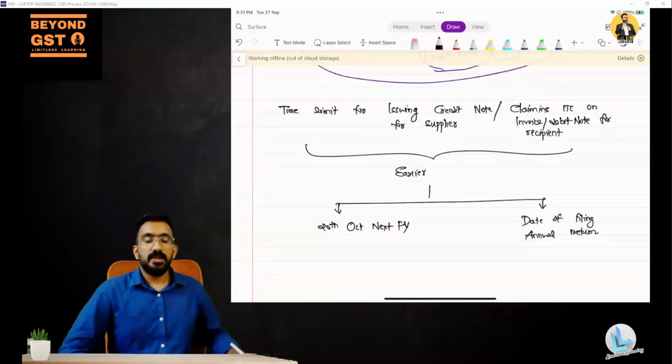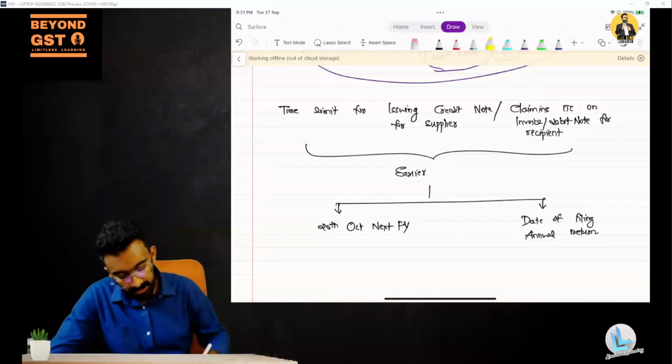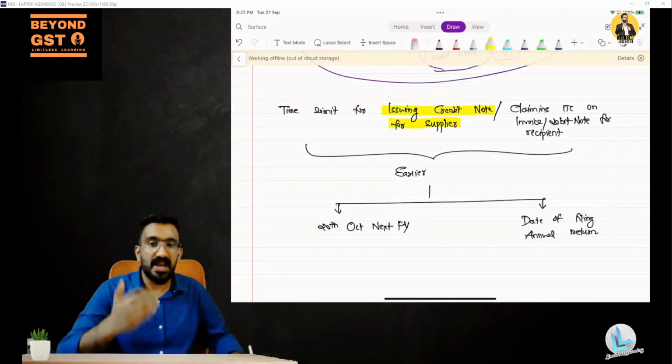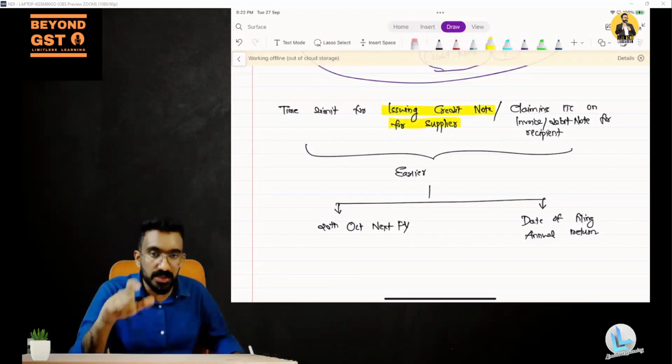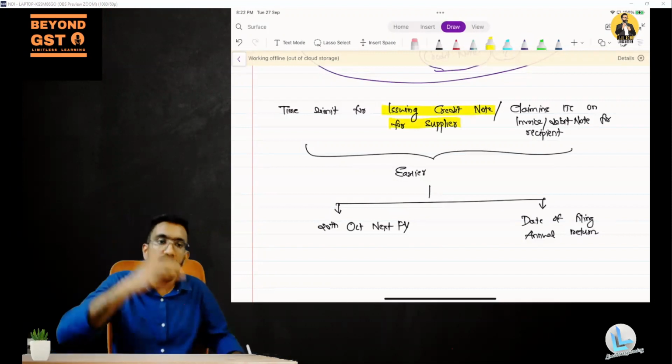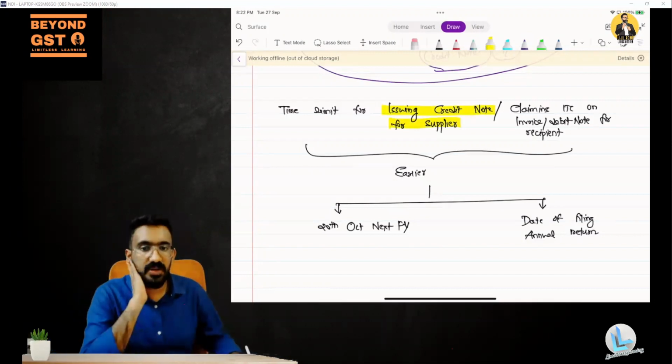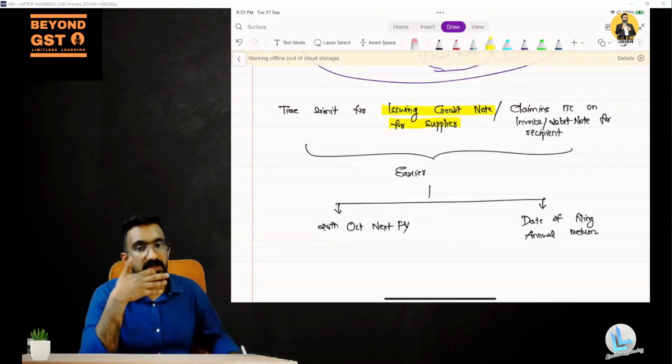This is the deadline before which they have to go and see. Look at this time limit for issuing credit note. The supplier is going to reduce this liability. So for you to issue credit note, you will have to issue before the next year, 20th October, or date of filing annual return, whichever is earlier.